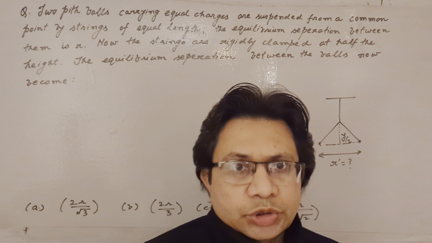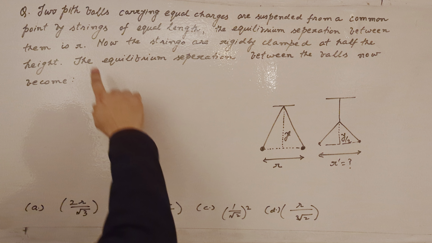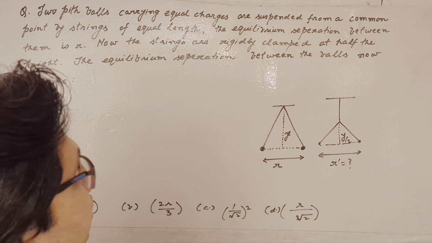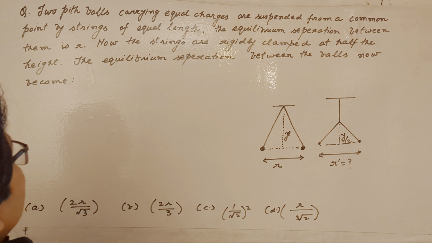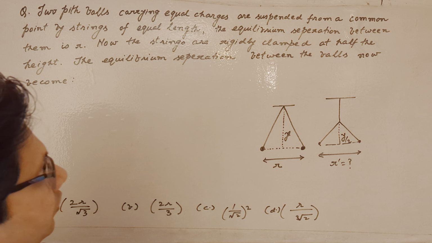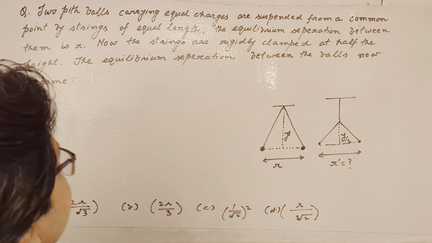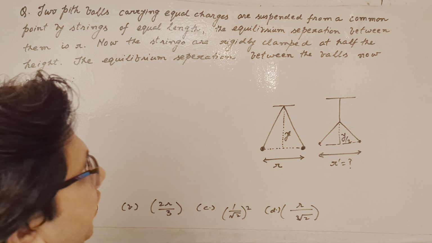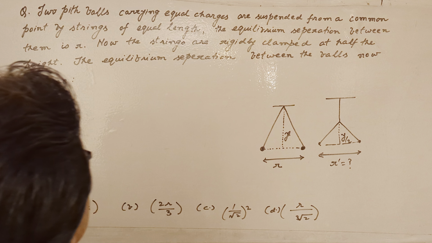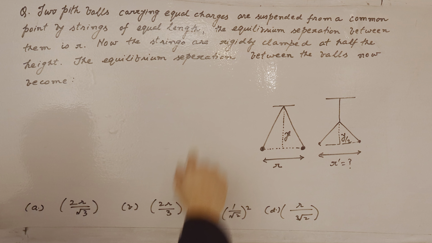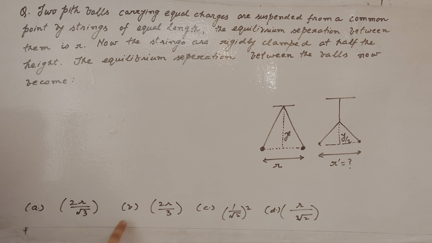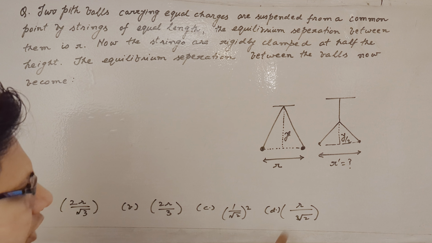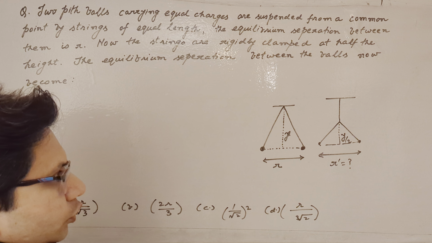Hello students, the question is: two pith balls carrying equal charges are suspended from a common point by strings of equal length. The equilibrium separation between them is r. Now the strings are rigidly clamped at half the height. The equilibrium separation between the balls now becomes: option A, 2r by root 3; option B, 2r by 3; option C, (1 by root 2) whole square; and option D, r upon cube root of 2.